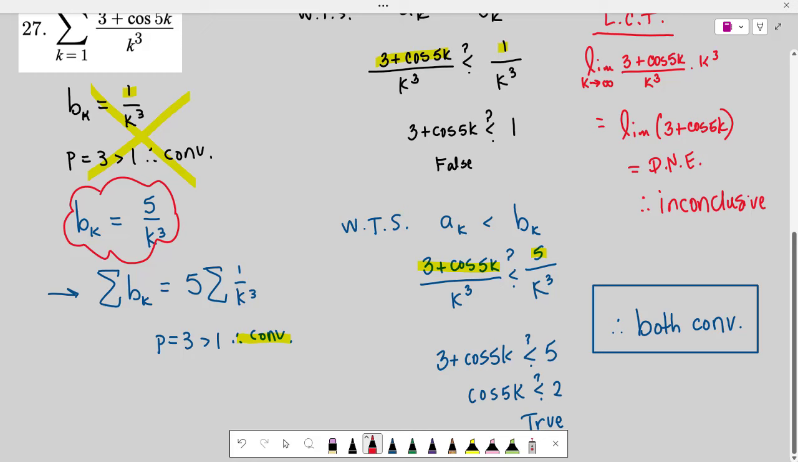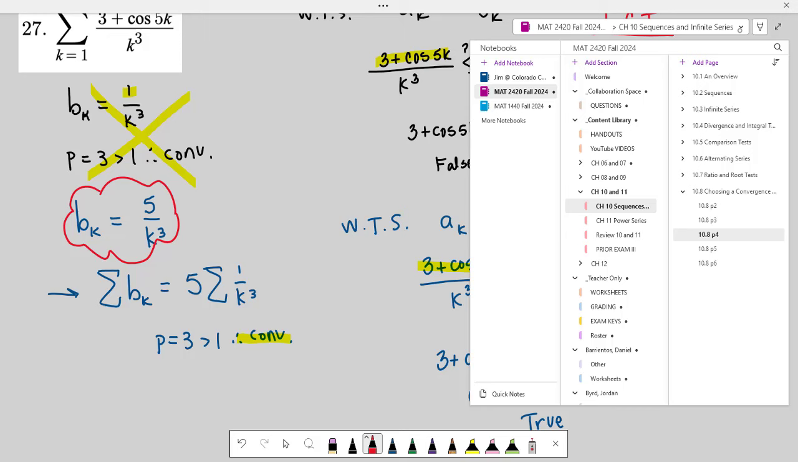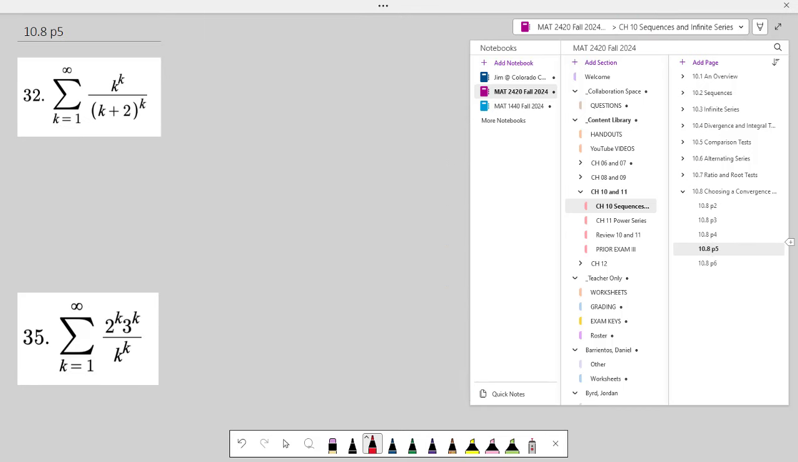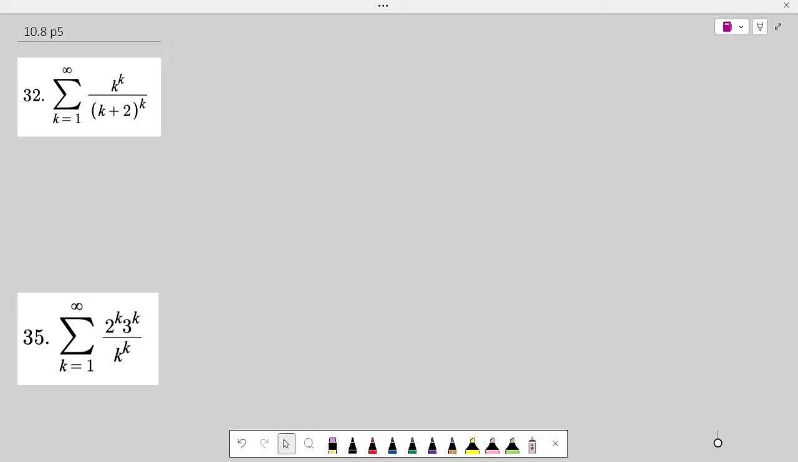Our answer can't be inconclusive. It's got to converge or diverge. And you have the power. What test? Root test? If we see a big power of k on the outside, we're going root. So we're going to go root.